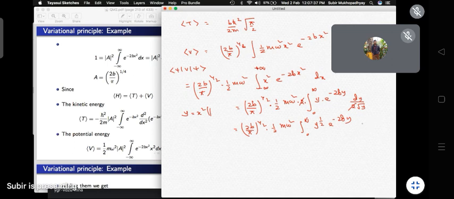So again we'll use that formula. Okay, it's fine. Yes, sir. Is it okay up to this? Yes, sir. I think in kinetic energy I made a mistake, but we'll correct it. Doesn't matter. 2b by pi to the power half. Then we have half m omega square. Then here we can again use this formula, gamma 3 by 2, which is half gamma half, root pi by 2. Down below we'll have 2b to the power 3 by 2.